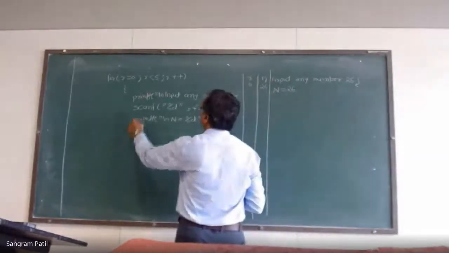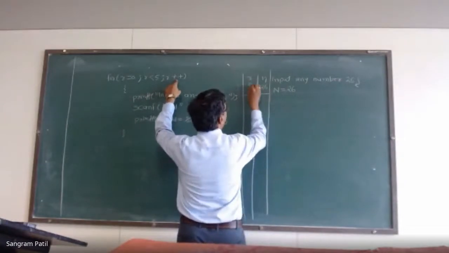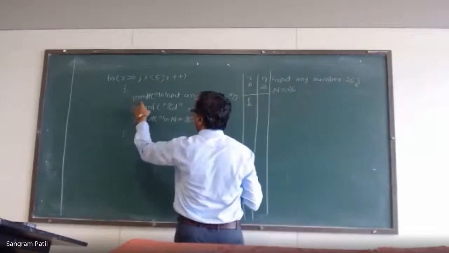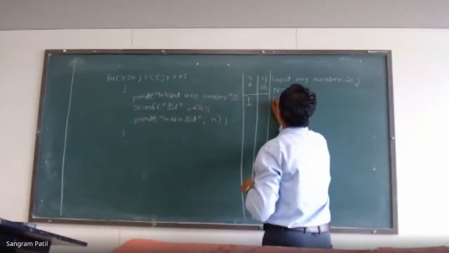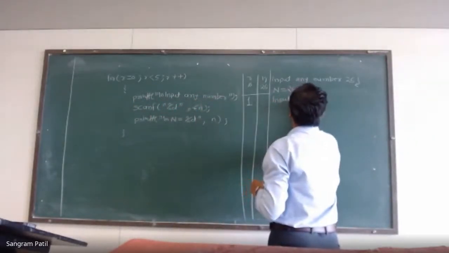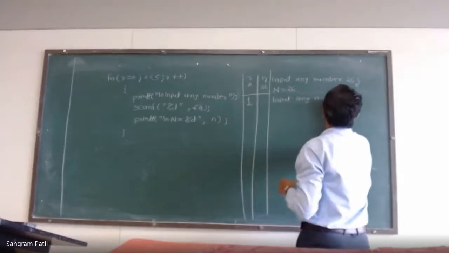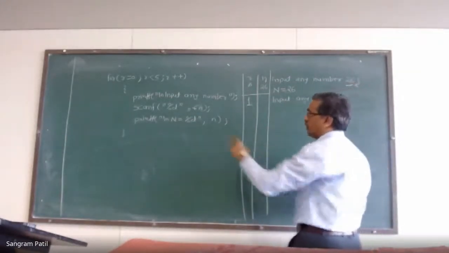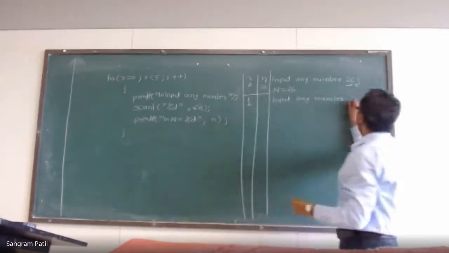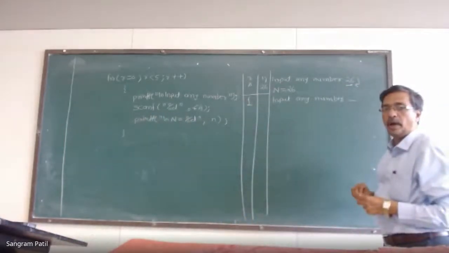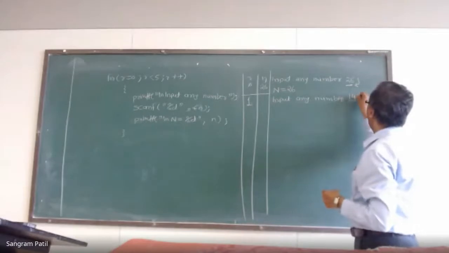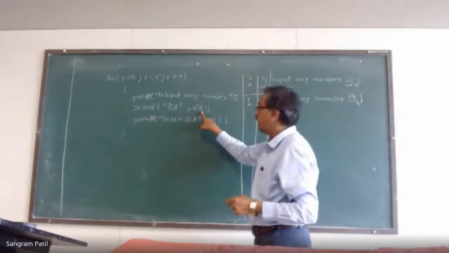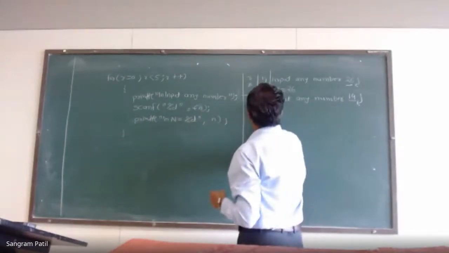Curly bracket. If you go here, r plus plus, value of r becomes now 1. Less than 5, yes, curly bracket, printf. Again it gives you input any number. Scanf, again it will give you a blinking cursor. You have to input the number. If you input 14 and press enter key, that 14 will be given to n. So value of n becomes now 14.